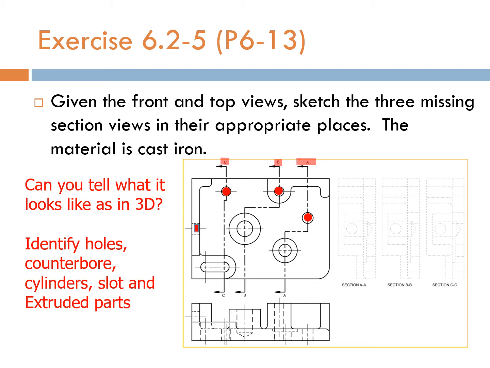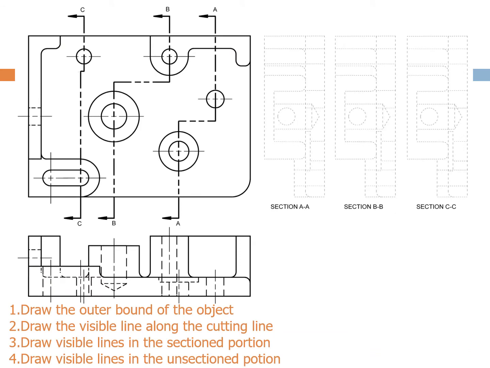How can you tell this is a hole? Because there's a center line going through. So let's look at the first example over here. Let's see how we can make an offset section line section view. So here are the steps that we just talked about. We can follow each one of the steps to see how we do this.